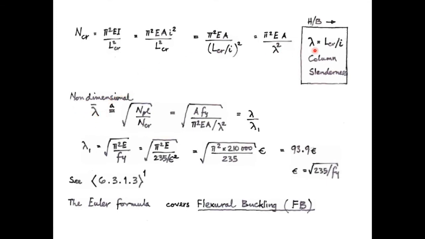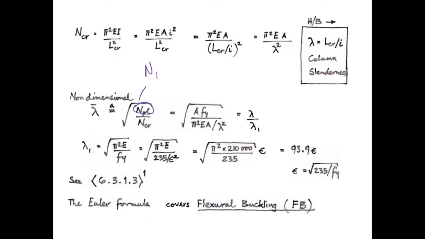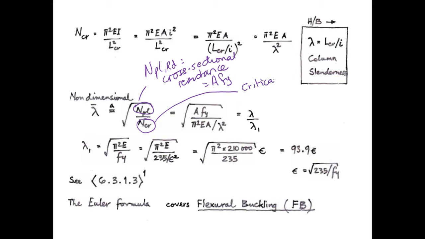And we want to make this non-dimensional. That's defined as equal to the square root of the cross-section resistance divided by the critical buckling resistance. So NPL,Rd is equal to the cross-sectional resistance, which is effectively the cross-section area times the material yield strength, A times fy. And then NCR is equal to your critical elastic buckling capacity. Okay, so NCR is pi squared EA all over lambda squared.